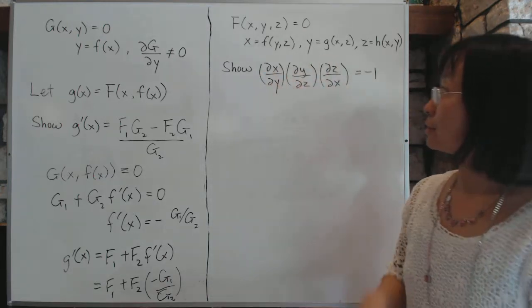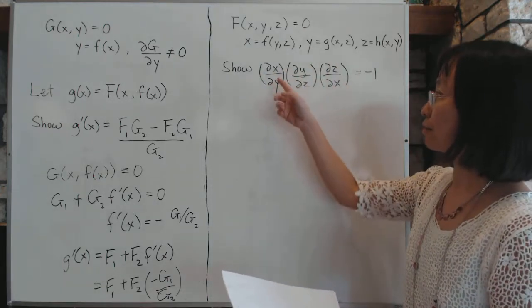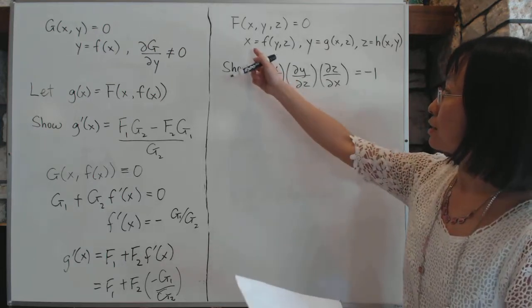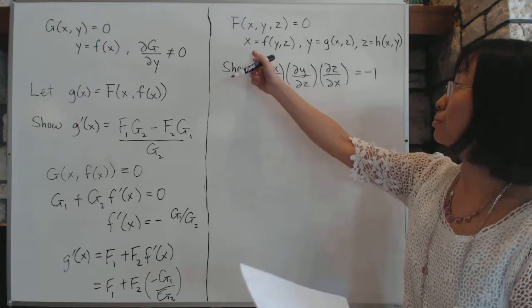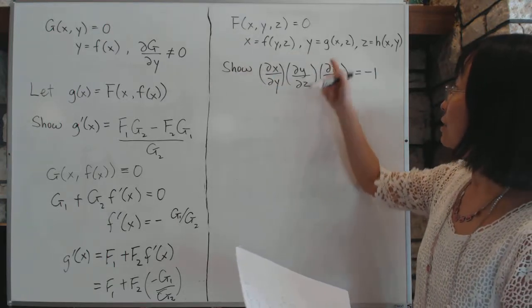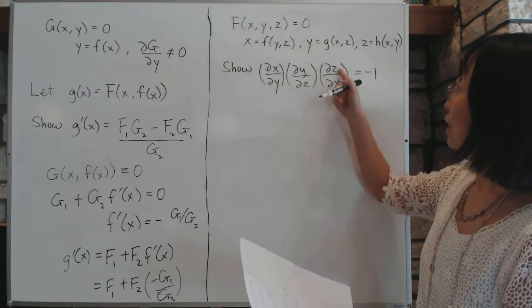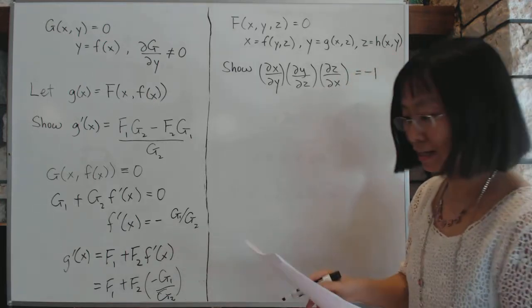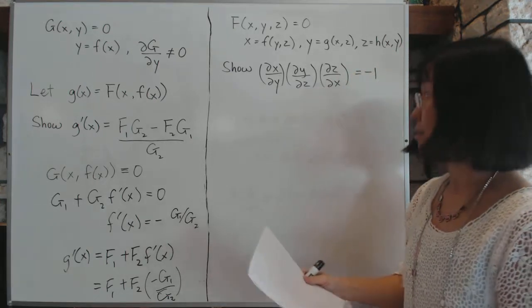Now you have to understand the context of what this even means. Partial x, partial y is taken under this particular condition, and the y and z is taken from this formula, and then partial z, partial x is taken from this formula. That's how you can even make sense out of this stuff.